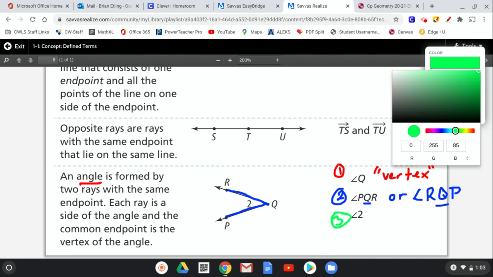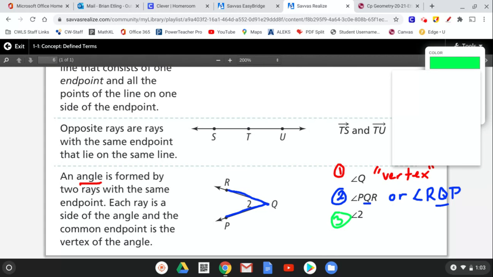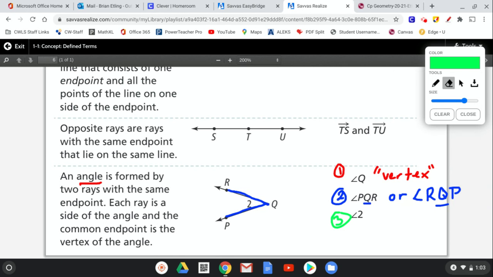And then the last way to name it, the way we probably will use the least, is just by saying, sometimes they put a number in there. For this one, they're calling it number 2. So they could put that 2 in there, and we could call it angle 2. Probably not going to use this too much, okay?